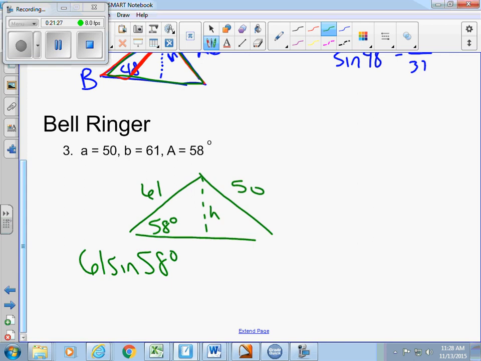51.7. What does that mean? It's not a possible triangle because the height, that's the shortest distance that I could get to that top point down at the bottom, right? And so if I can't make it there with the height, if I don't have the full height, then I can't make a triangle.